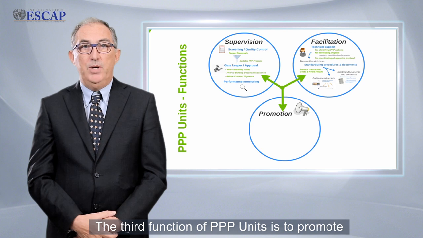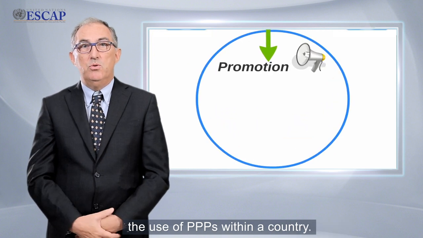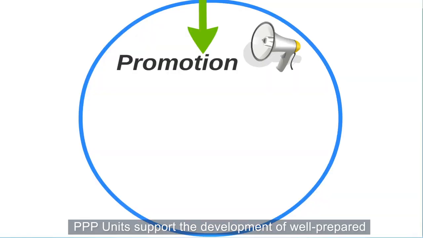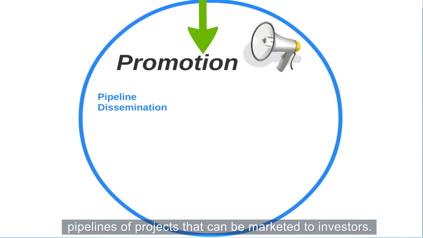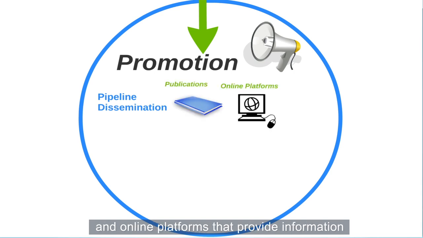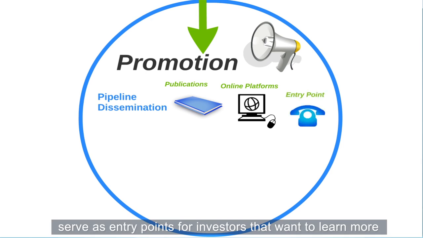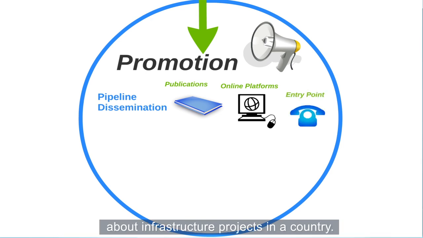The third function of PPP units is to promote the use of PPPs within a country. To do this, PPP units support the development of well-prepared pipelines of projects that can be marketed to investors. Such marketing can be done through publications and online platforms that provide information on upcoming projects. PPP units can also serve as entry points for investors that want to learn more about infrastructure projects in a country.